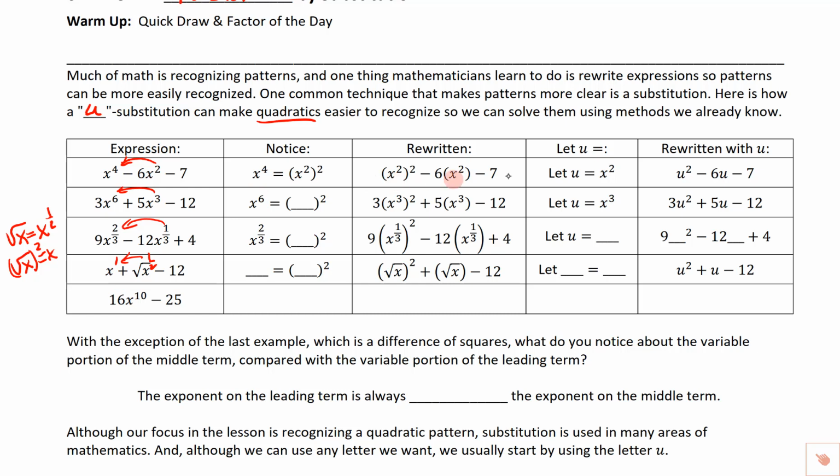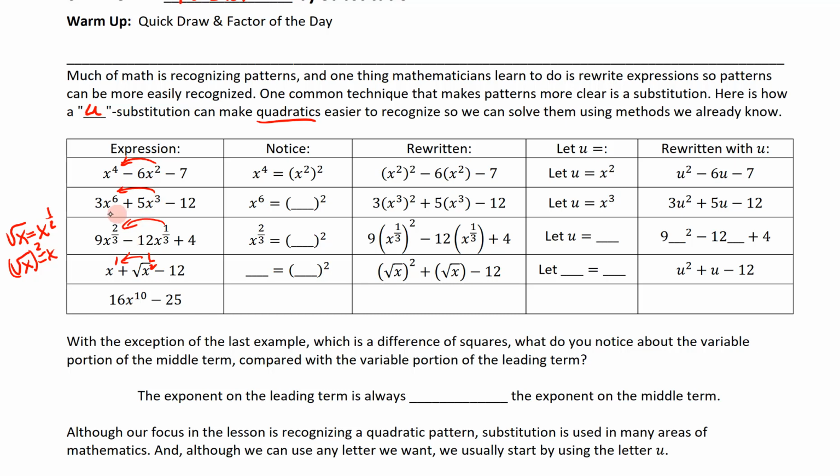So this first one is done for us. If I take an x squared and square it, remember power to a power, I multiply the exponents and end up with a 4. So I can rewrite x to the 4th as x squared, squared. I can set off the x squared with a set of parentheses to make it clear. Wherever there's an x squared, I can put a u. So this would be u squared, this would be minus 6u, and then I've just got the minus 7, the constant.